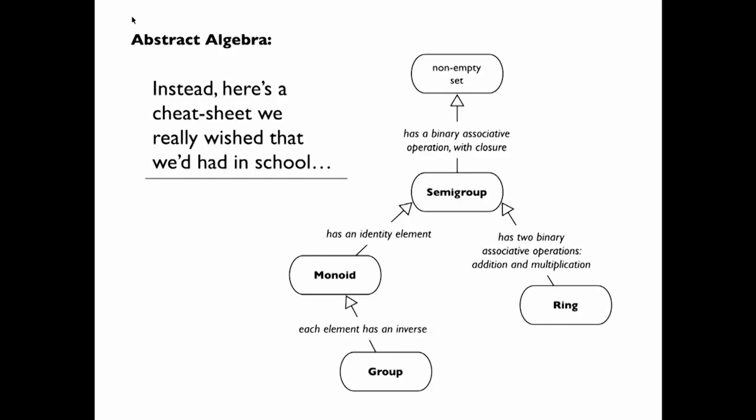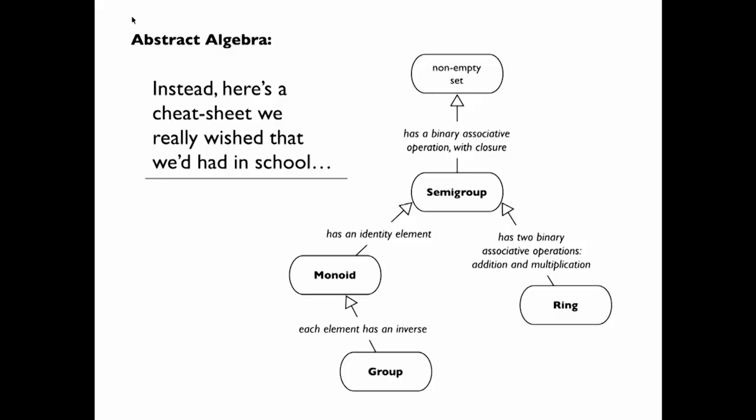My co-author Alan and I, when we were in grad school, here's a cheat sheet that we really could have used. It would have come in quite handy for midterms and problem sets. Basically, if we start out with a non-empty set of numbers, it doesn't even have to be numbers, but we'll just use those, then we can start attaching more and more detailed properties to these sets. For instance, if we take a set of numbers and attach a binary associative operation with closure, we'll get into all those terms, then that set turns into something called a semigroup.